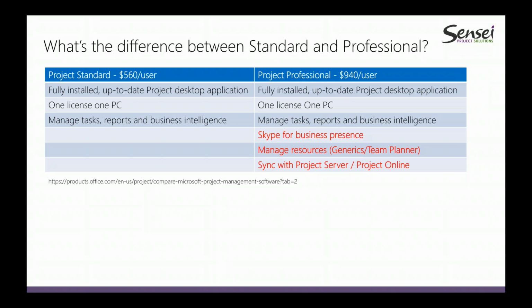And Project Professional, list price is $940 per user. And that's all on the project website. You can go see that. But it's one license, one PC, and Standard is really standalone. It does not connect to Project Online.